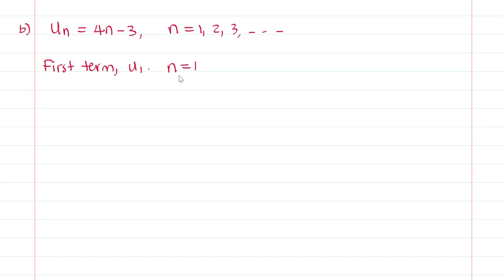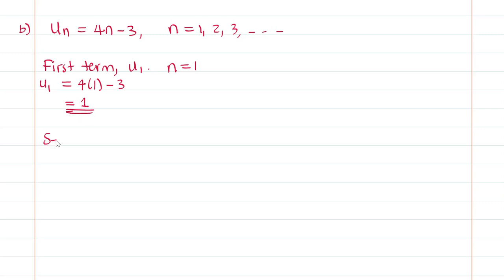N is the position. So if you substitute for n as 1, then you are getting the number in position 1. Therefore, here we shall have u1 being equal to 4 times 1 minus 3, right? 4 times 1 is 4, minus 3 is 1. So our first term is 1. This is our first term, 1.